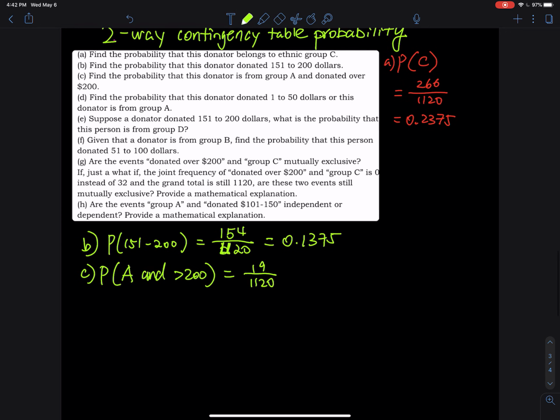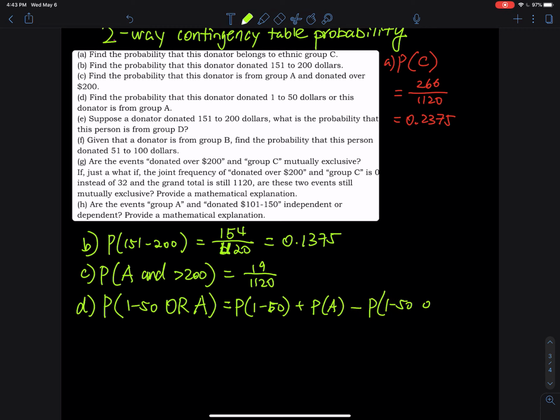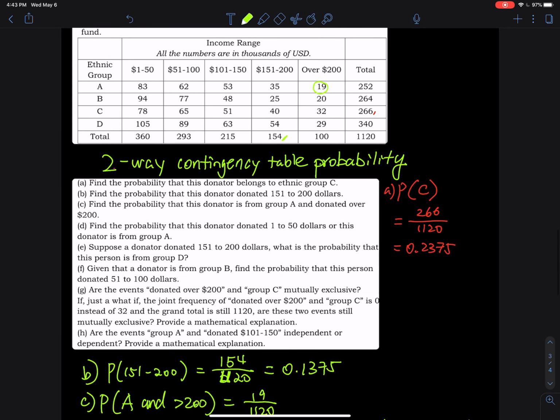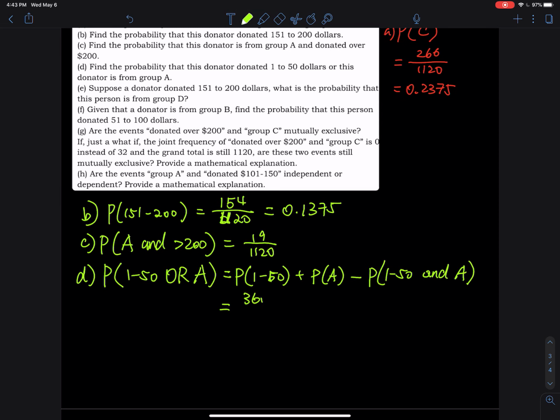And then part D is: donated $1 to $50 or is from group A. That one is harder. If you have one event or another, you have to use a principle called the inclusion-exclusion principle. What that does is, first you have to add the two probabilities: the probability of $1 to $50 plus the probability of A, and then you have to subtract the probability of $1 to $50 and A. So for $1 to $50, what is the column total? That is 360, right? So this is 360 divided by 1120.